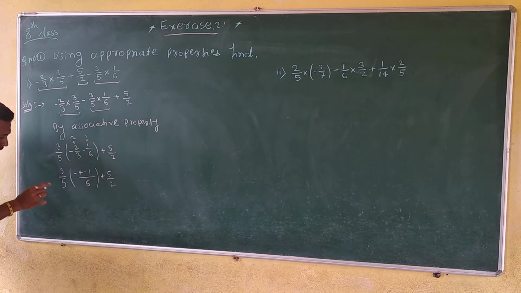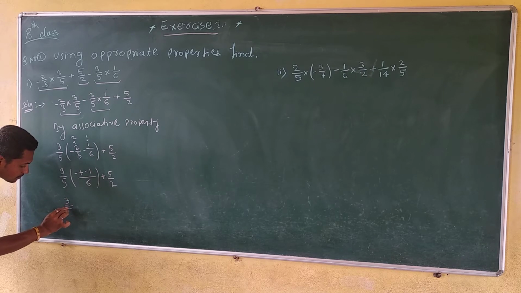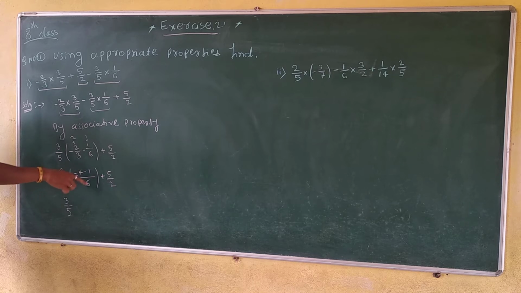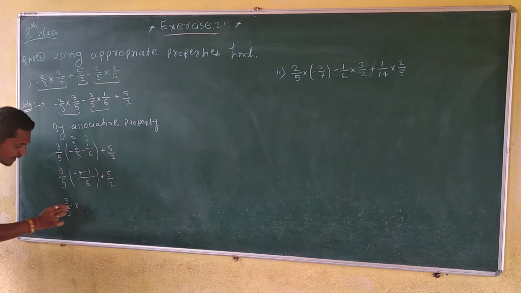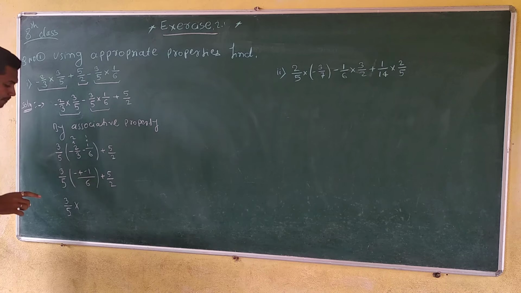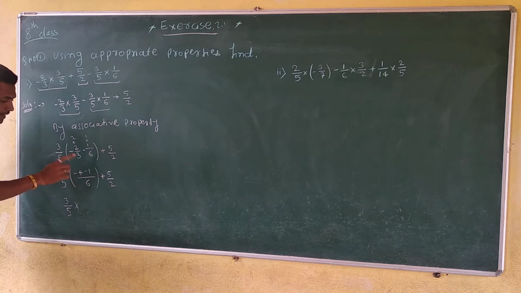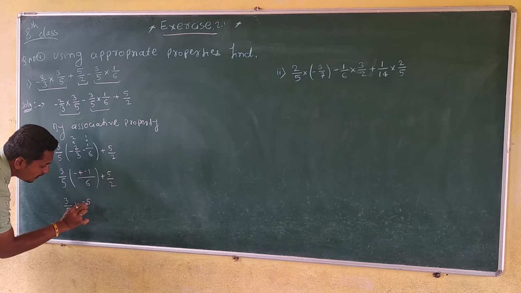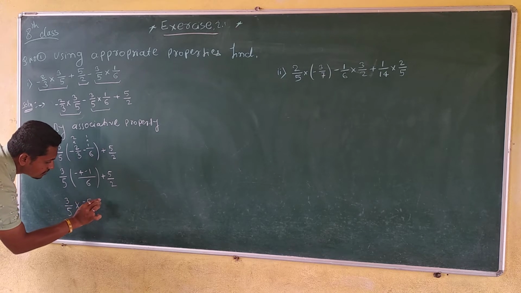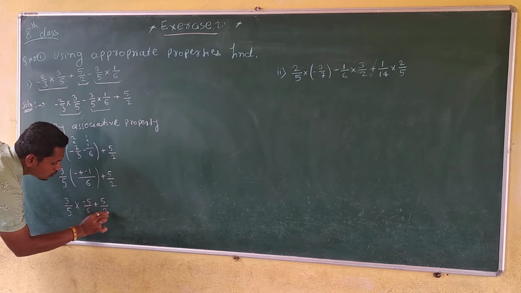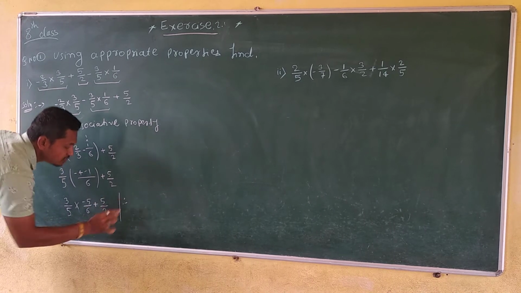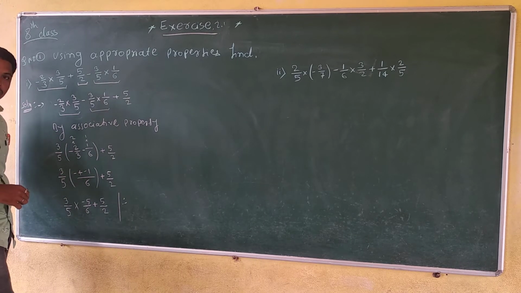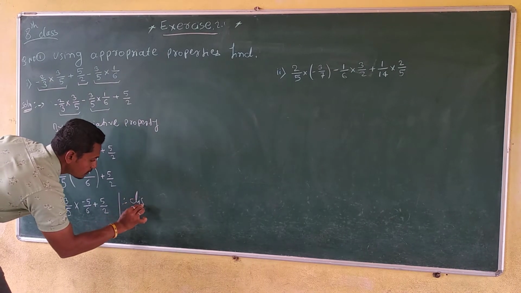Now see here, 3 divided by 5 as it is, and 3 divided by 5 next to the bracket denotes multiplication. So take multiply. Next, minus 4 minus 1, minus 4 minus 1 is minus 5. So minus 5 divided by 6 plus 5 divided by 2. This is by using which property? Distributive property.